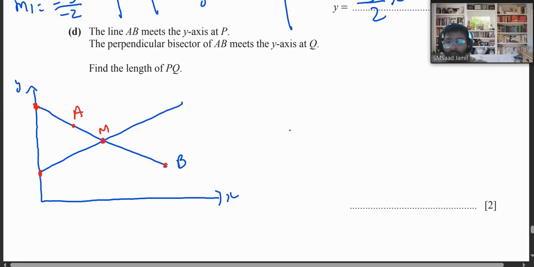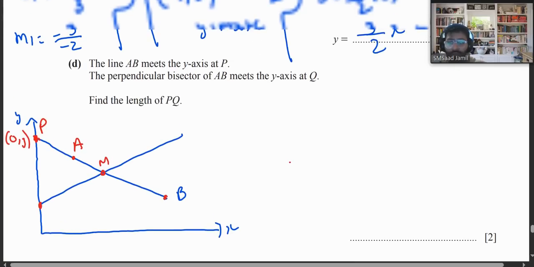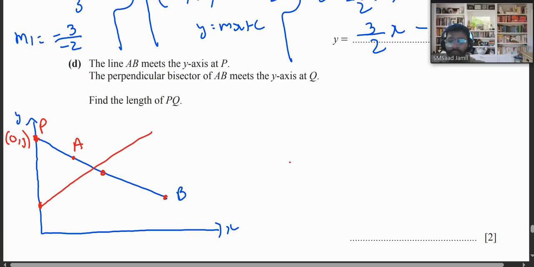Let me write it down like this. P is 0, y. The perpendicular bisector should be at 90 degrees, but I made it a bit tilted, so let me make it again for you guys. It should be more straight. Okay, so this is the midpoint. The perpendicular bisector of AB meets the y-axis at Q, so again 0, y.